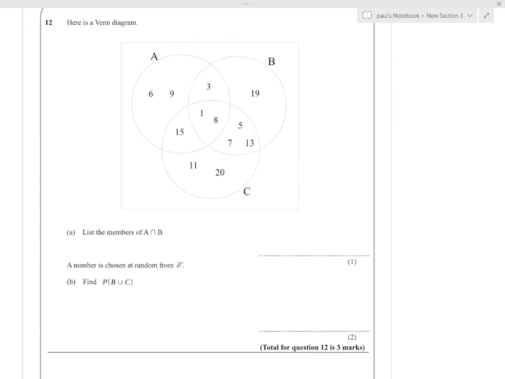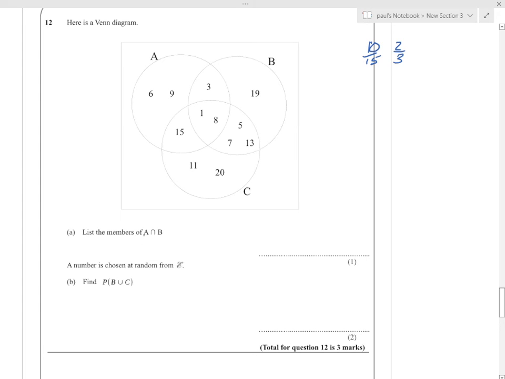Right. Here is a Venn diagram. I suppose, see that 10 out of 15? I suppose you could have simplified it, couldn't you? 10 out of 15, divide by 5, 2 out of 3. You could have done 2 out of 3, but I never bother. Never bother, not with these.